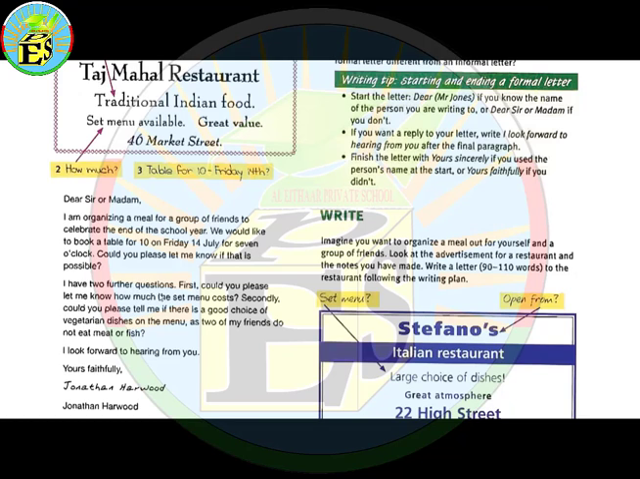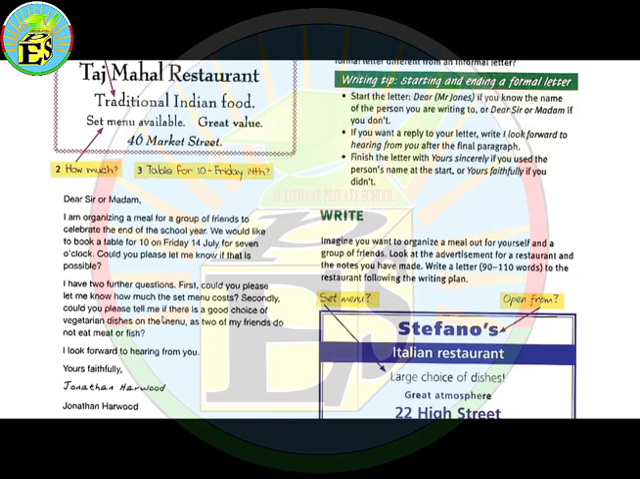I have two further questions. This means that we have two more requests. The first one is, could you please let me know how much the set menu costs? He's asking. And one of the things given in the note here is how much. So he's requesting the manager or the owner of this restaurant to tell him the price. How much would it cost?